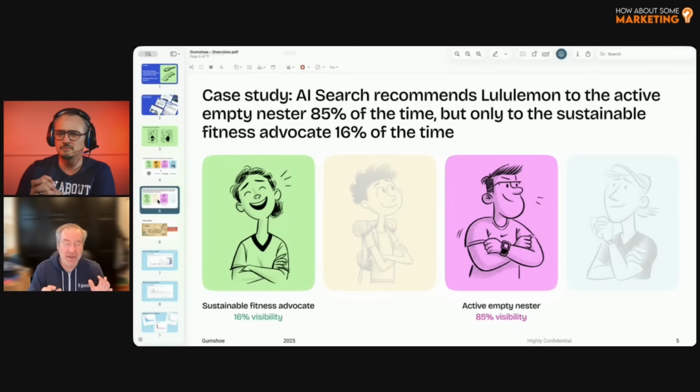In fact, going on to the next slide, Lululemon is recommended only 16% of the time in answer to that first persona, the sustainable fitness advocate, because it turns out Lululemon doesn't use sustainable materials, but its competitors do. On the other hand, if you're an active empty nester, someone who appreciates well-known middle-of-the-road brands, Lululemon's recommended 85% of the time.